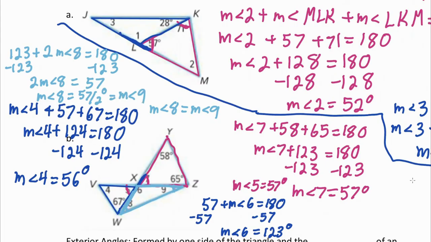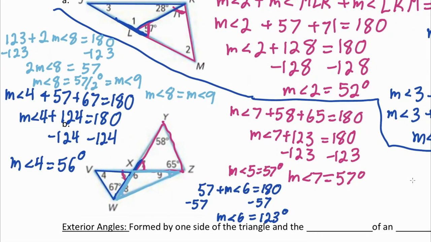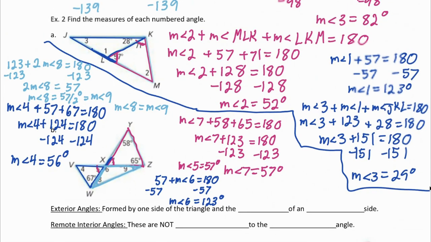Now again, there are other ways that you could have done this. You could have done this big triangle and tried to solve that. You could have done the other big triangle. We have a few options there, but this is kind of the quickest and the easiest. And then we'll have found all of our angles.